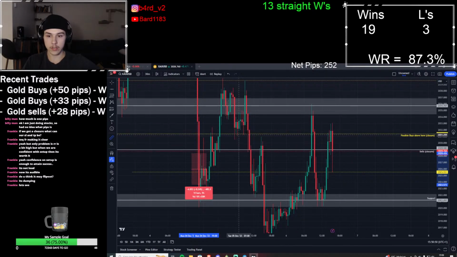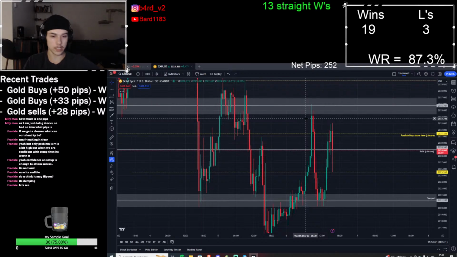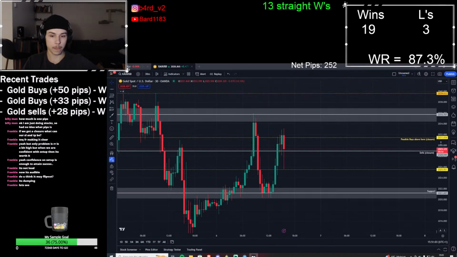But above here, the range wasn't clear. You see how it's choppy here? You see how it closed in the middle here? So that's the reason that trade didn't work out. But we know that now. We have journaled it. It's in the journal. Next time we will be more careful, right, guys? And that's how you grow as a trader.